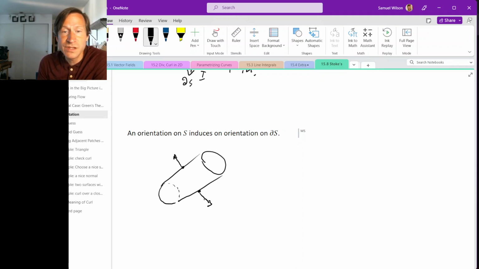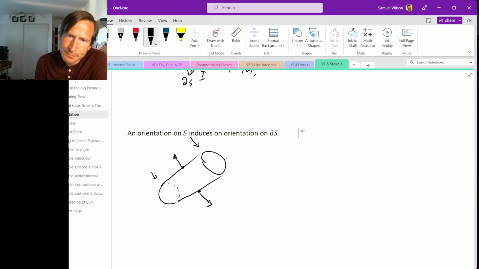Okay, so this time, first of all, notice the boundary is in two pieces. There's a piece of the boundary that is this upper rim of the cylinder, and there's a piece of the boundary that is this lower rim of the cylinder. So the orientation on the surface induces an orientation on both parts of the boundary, and we'll need to work out both of those orientations.